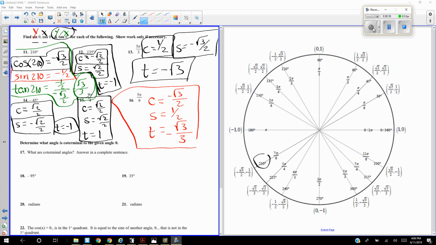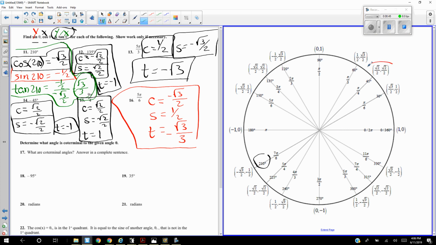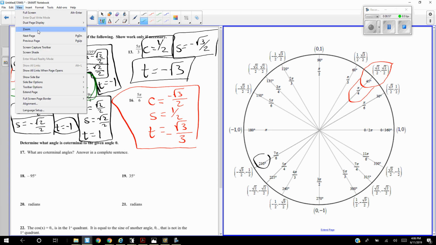Keep in mind number 15, 9 pi over 4. That one is a full revolution around the circle. It's 2 1/4 pi. So 9 pi over 4 ends up going a full circle and then coming right back here at 45 degrees, or pi over 4. So there are the questions that you can use the unit circle for.